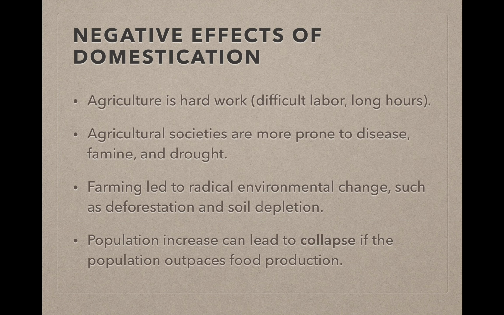Lastly, there are some negative effects of agriculture. Like it's really hard work. They worked harder than foragers. They're more prone to disease and famine and drought. They're interacting with animals all day. They interact with the environment in a way that they can't just leave. If there's a drought, they're dependent on their food. And it damages the surrounding ecosystem quite a bit. So the ecosystem isn't as robust and it can't deal with changes as well. It also can lead to collapse. If the population gets enough food and they eat too much of the food too quickly, then the soil is depleted and they can't grow more food, and all of a sudden you have a bunch of people without food.